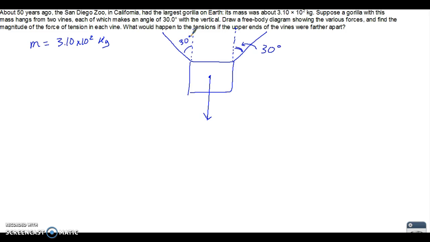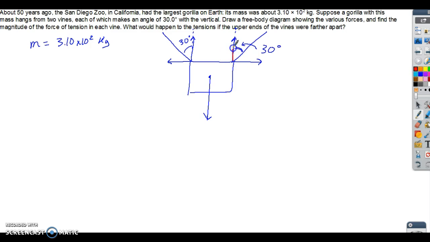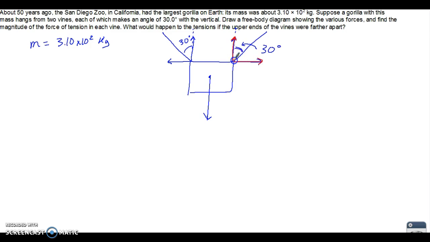All right, so we've got a free body diagram. We have various forces. That means we have a force going up, a force going up, a force going to the left, and a force going to the right. I'm going to change colors and redo that. This is the force of tension. This is the force of tension. This is the force of tension in the X direction. This is the force of tension in the Y direction, and this is the force of gravity.